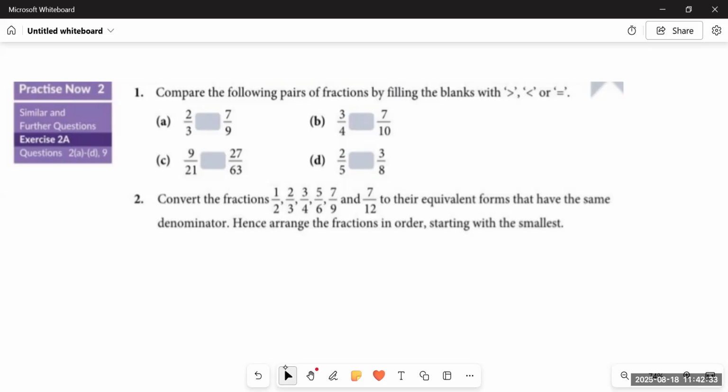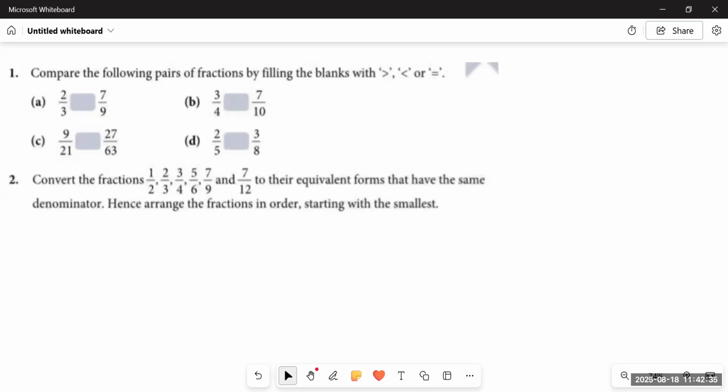Always remember, students, we can simply compare two fractions if their denominators are same. Until and unless the denominators are same, we cannot compare any two fractions with each other. So in this case, 2 by 3 and 7 by 9, we can make the two denominators same by simply multiplying 3 by 3, because we know that 3 is a factor of 9.